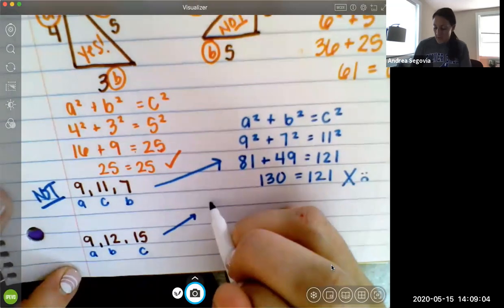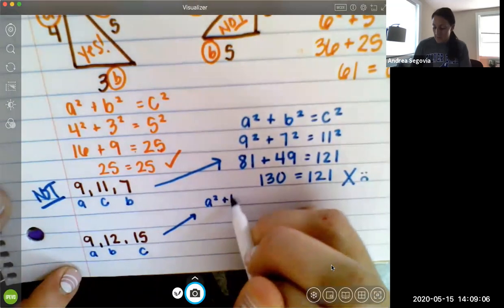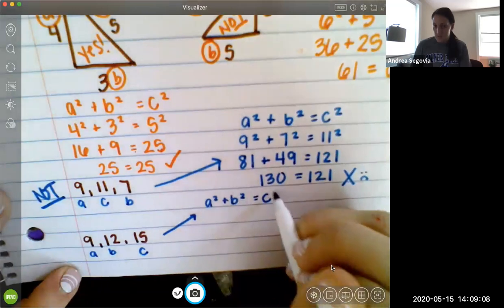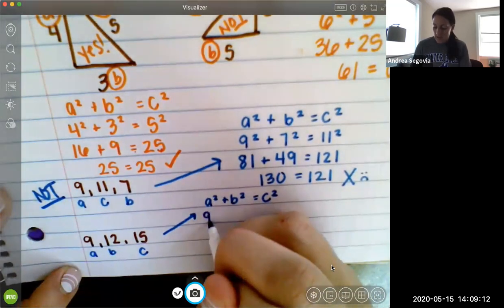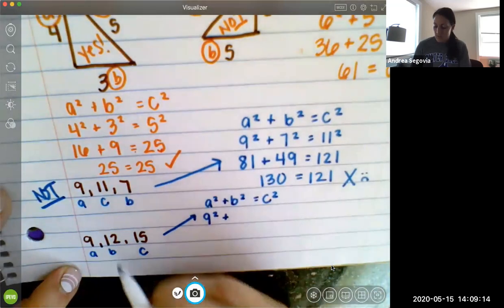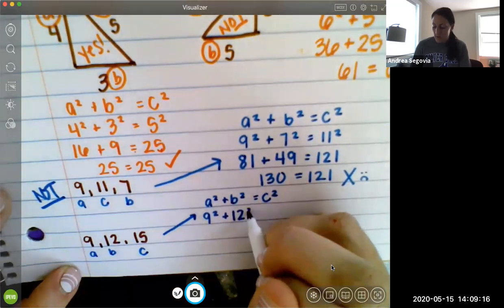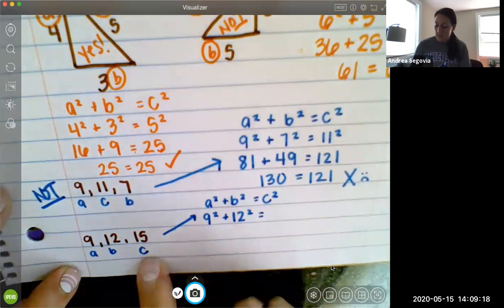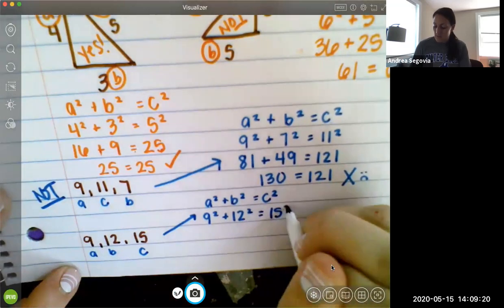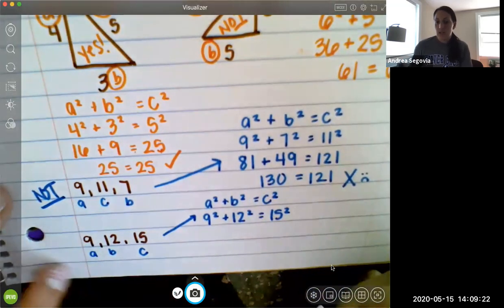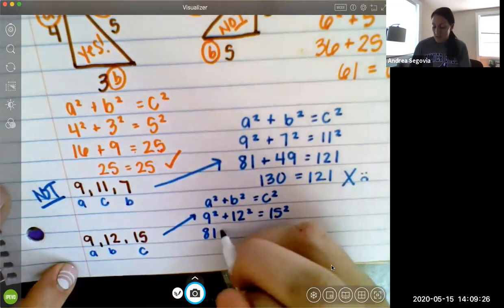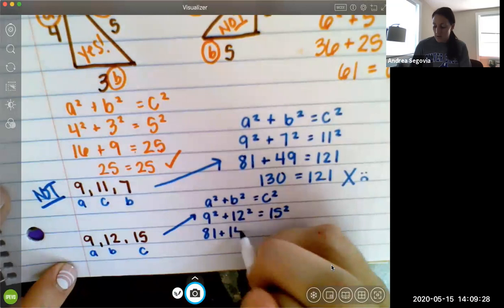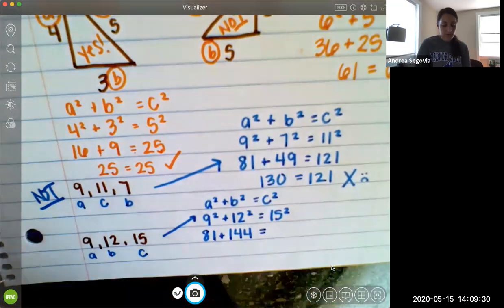We're going to do A squared plus B squared equals C squared. What's our A value? 9. So we're going to say 9 squared plus, what's our B value? 12. 12 squared equals, what's our C value? 15. 15 squared. All right, let's use that and do some math. 9 squared is 81 plus 12 squared is 144 equals 15 squared.